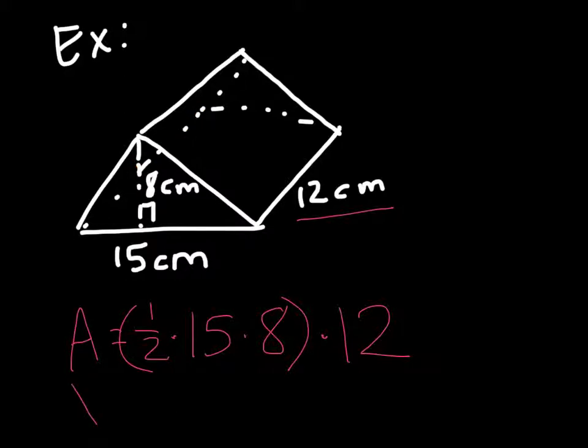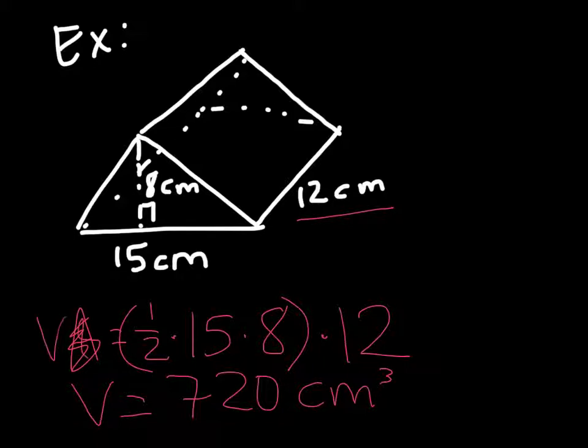And I multiply that all together, and I get 720 centimeters cubed. And I just realized that I put an area up here instead of volume, right? That should be the volume. We're finding the volume of that triangular prism.